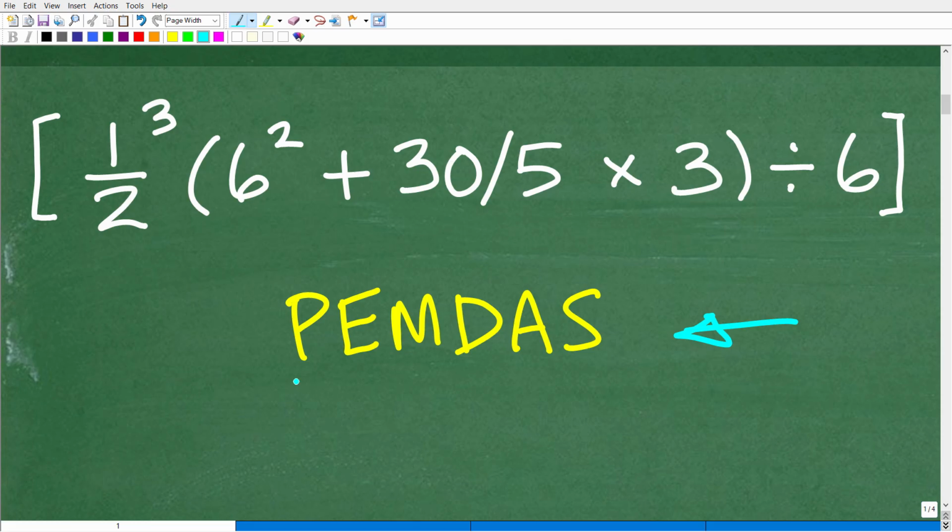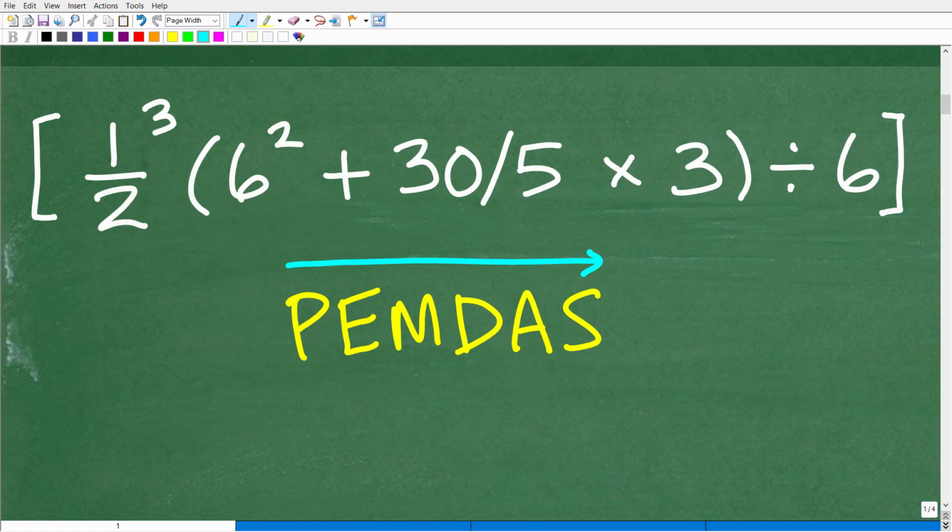This is a little acronym. Okay, these letters stand for something, and this is the correct order of operations. All right, so this is a checklist. It goes from left to right. I'm going to explain what these letters mean in just one second.